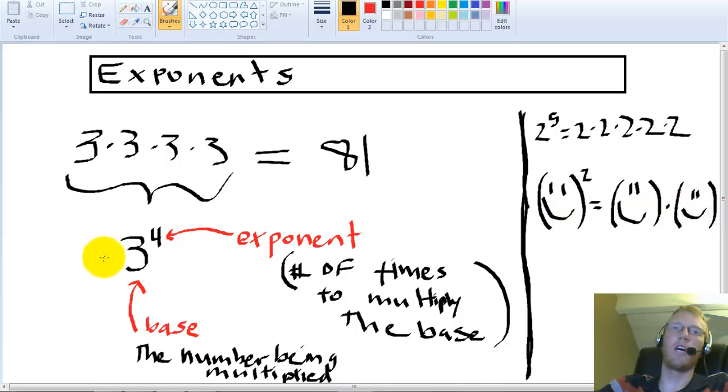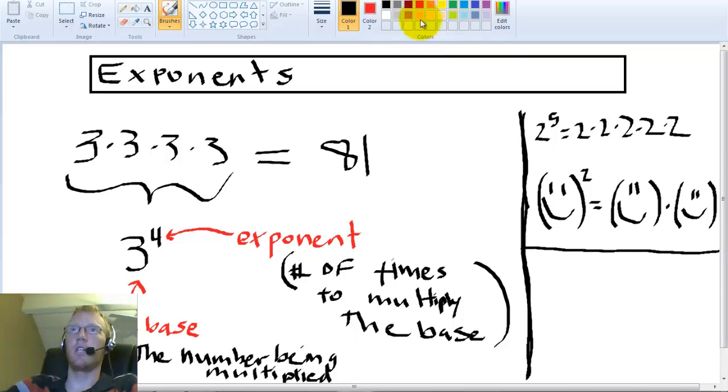So it doesn't matter actually whether it's a number in the base. It could be anything in the base. It just tells you how many times it's multiplied. The exponent, though, typically is going to be, for now at least, a whole number, and it represents the number of times that you multiply these things together.